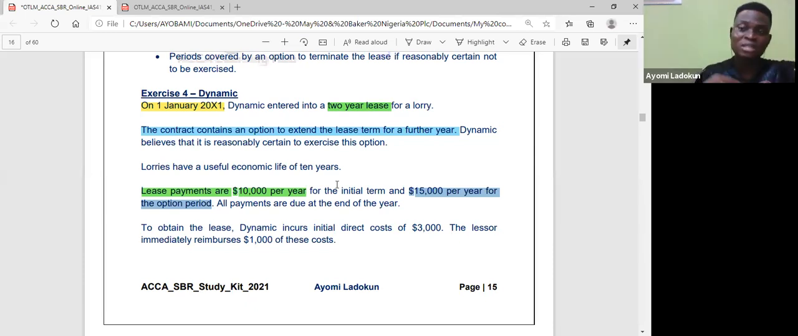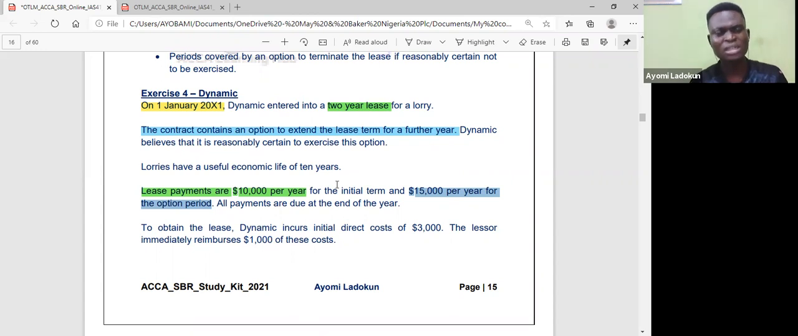The lessee's incremental borrowing rate is the cost of borrowing I'm going to pay if I go somewhere else to borrow money and buy similar assets. Okay, for example, I go to the bank or I go to a finance house, how much interest am I going to pay? That's what they mean by the lessee's incremental borrowing rate. So if the interest rate implicit in the lease is not readily determinable, then I will use the lessee's incremental borrowing rate.